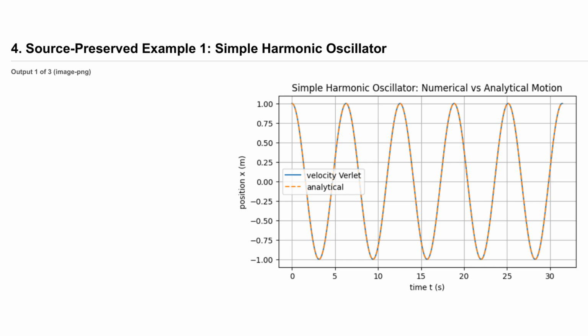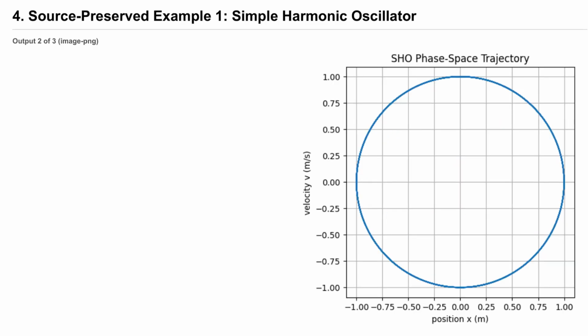Finally, we calculate and print the maximum error between our numerical position and the exact analytical position. The output confirms a very small maximum position error, on the order of 10 to the minus 3 meters. This quantitative check validates that our chosen time step is appropriate for the period of the oscillator.